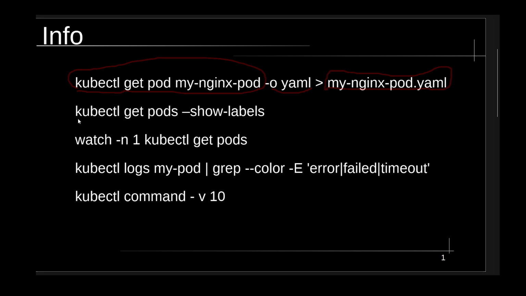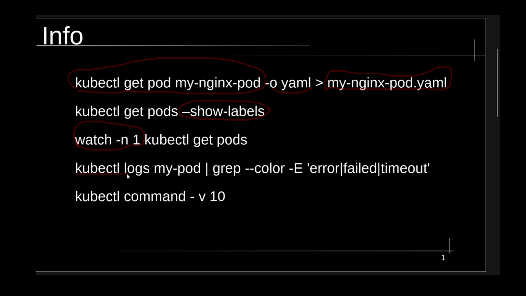The next useful command is kubectl get pods, and then show labels. This is nice because we can orient ourselves to what kind of labels are being attached to our pods. The next one is using watch with an argument of 1 second, which will display all of our pods and constantly look for any changes. That's good when we want to see how our pods are performing, or if we have deleted or created new pods, to see if they are popping up instead of constantly typing this command.